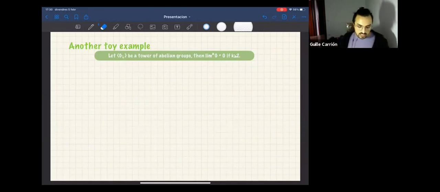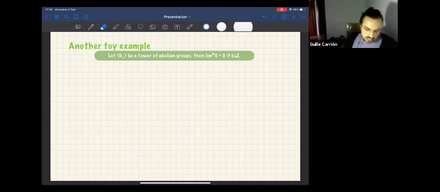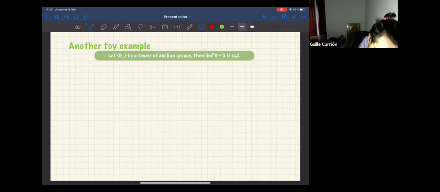And to finish my talk, I want to talk about abelian groups, towers of abelian groups. That is another example that we cannot improve this bound. Of course, a tower of abelian groups is a functor from the poset of natural numbers to abelian groups, and is usually represented like this.